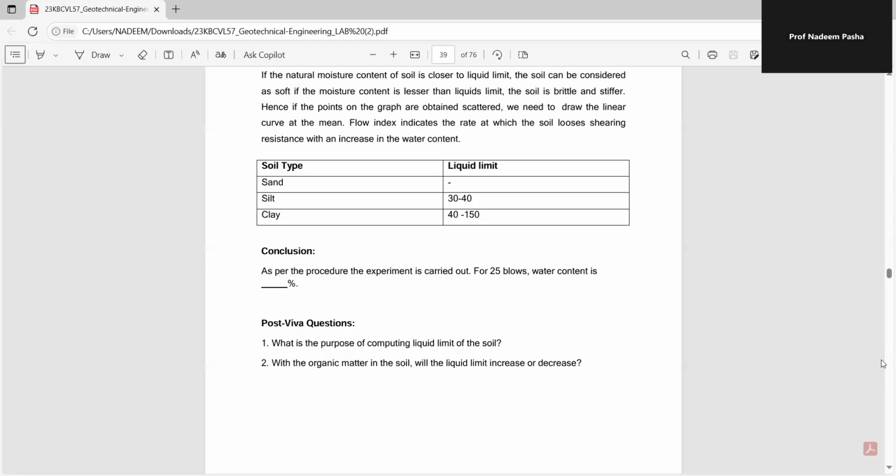What is the purpose of computing the liquid limit of soil? The main purpose of calculating the liquid limit of soil is to know how much water is to be added to convert the state of the soil from solid to liquid. What is the effect of organic matter in the soil on the liquid limit? Organic matter may be anything and it may affect the strength and liquid limit of the soil. It may decrease or it may increase.